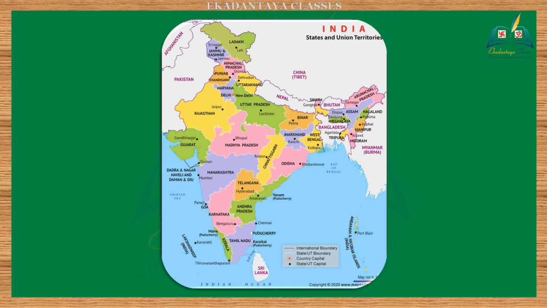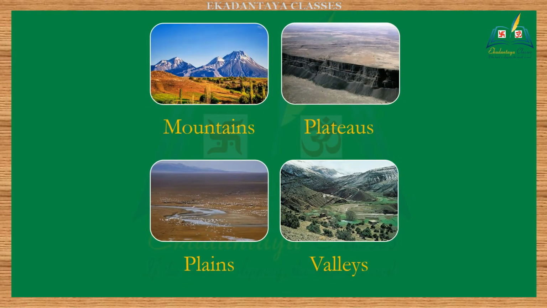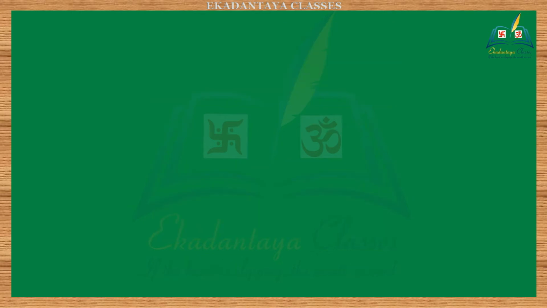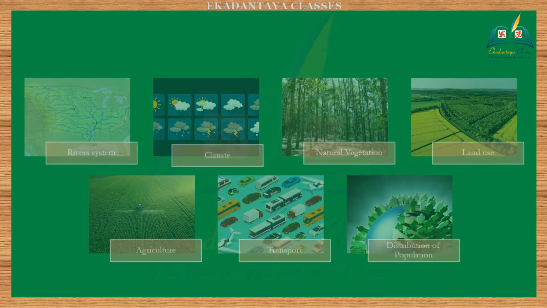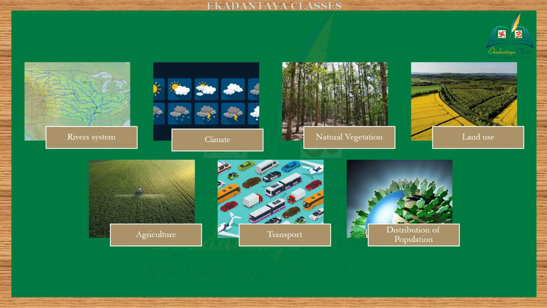India is a vast country and it has a variety of landforms. They include mountains, plateaus, plains, valleys and coastal plains. These have influence on the river system, climate, natural vegetation, land use, agriculture, transport, distribution of population, etc.